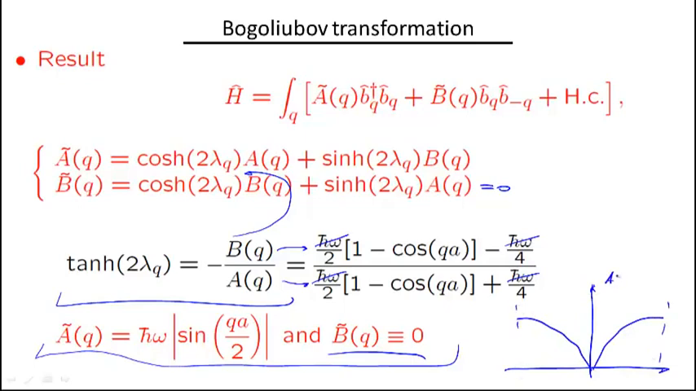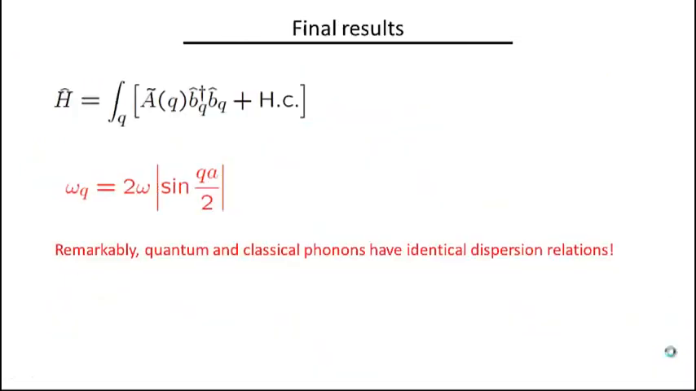This is A of q, which we have seen before in the classical problem in the context of acoustic phonons. And this is exactly what they are, but now they're quantum phonons. So to summarize the result and emphasize a very important point, this is what we got. We have found explicitly a series of linear transformations of the original operators involved in the Hamiltonian, such that the Hamiltonian can be cast in this form, which is the so-called diagonal form of the Hamiltonian.